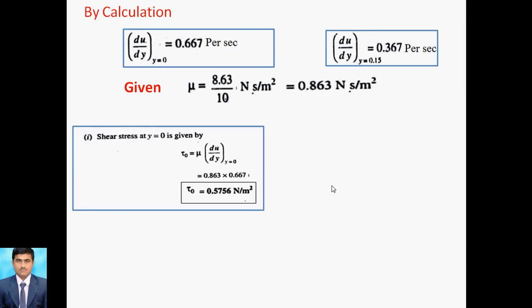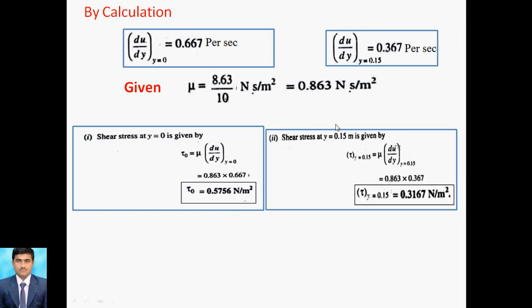Now we can use Newton's law of viscosity, that is tau = mu du/dy, for y = 0. So for mu we place 0.863, and for du/dy we place 0.667, and the final equation becomes 0.5756. So this is the shear stress at y = 0. Next, for y = 0.15, similarly we know that tau is equal to mu du/dy.